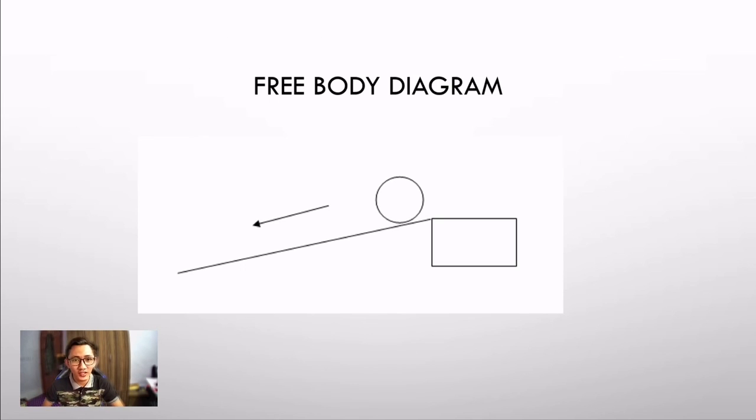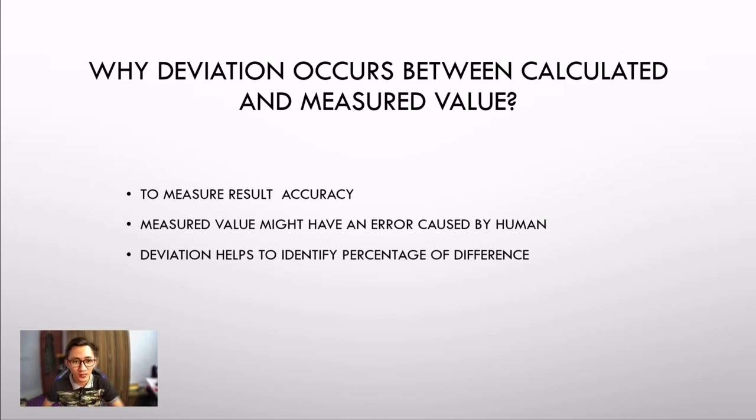Discussion number 11, free body diagram. This is the free body diagram of the inclined plane. Discussion number 12: why does deviation occur between calculated and measured value? The measured value might have an error caused by human factors. Thus, the deviation helps to identify the percentage of difference between the calculated and measured value.